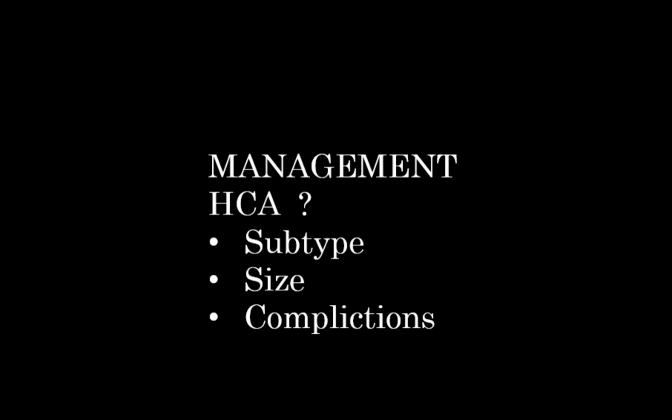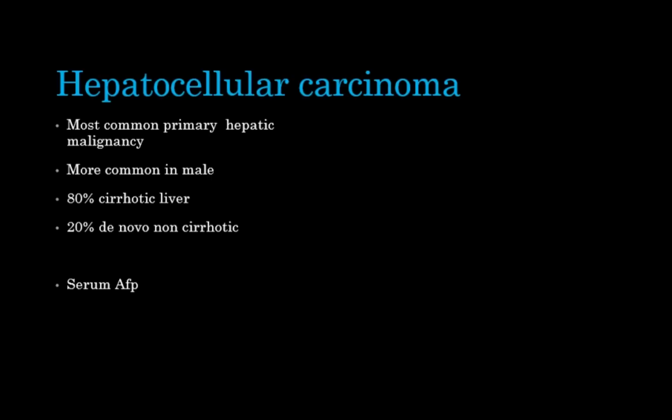Management of HCA depends on the subtype, size, and complications. As I said, the fourth type, beta-catenin, occurs in males and has malignant potentiality, so it has to be resected. If there are complications, bleeding, rupture, then again, it needs to be resected. Now, the benign lesions, we are done with them. We go to the malignant ones.